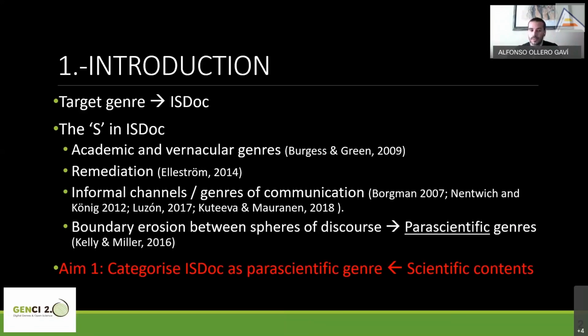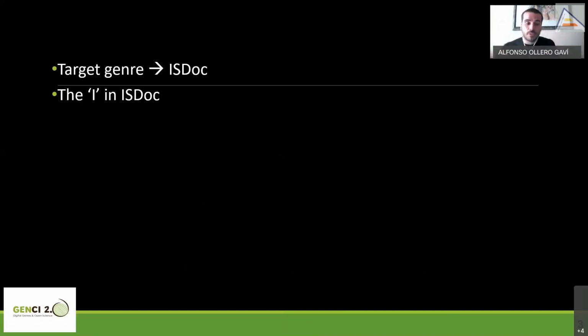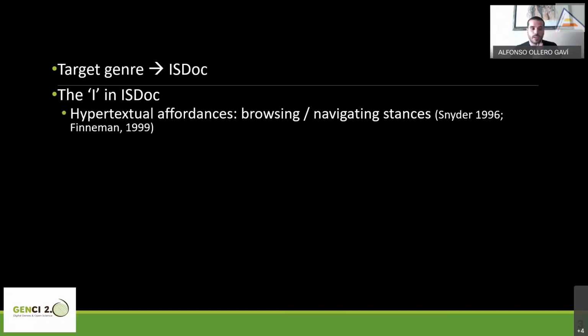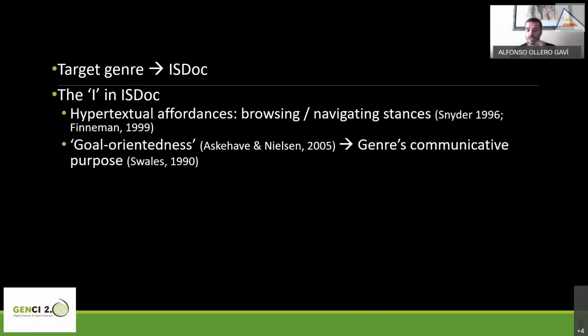In terms of the second affordance, which is that of interactivity, I based my analysis on the hypertextual affordances. And most interestingly, as studied by Snyder and Finneman, I was concerned about the change in distances. As traditional readers, when we read a text, for instance a book, we are usually in the browsing stance, that is simply going through the pages. But what interactivity and hypertext affords is this navigating stance, that is, clicking through hyperlinks and this non-linearity. If we tie this metaphor of the navigating stance with interactivity, we can see that this can be related to genre theory, that is, goal-orientedness and the genre's communicative purpose.